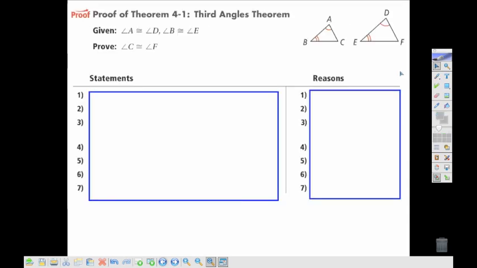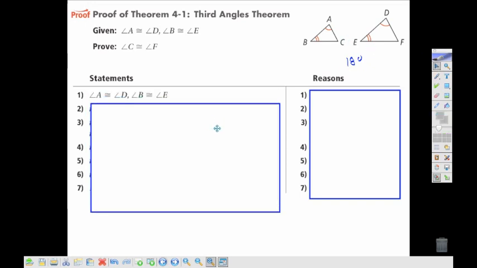Now to prove this theorem, we'll start by being given 2 angles, so those are marked A and D, B and E, and basically the idea is if all of these need to add up to 180 degrees, and we know what 2 of them are equal to, then we should be able to show the third one's equal. So let's just start with our given information.